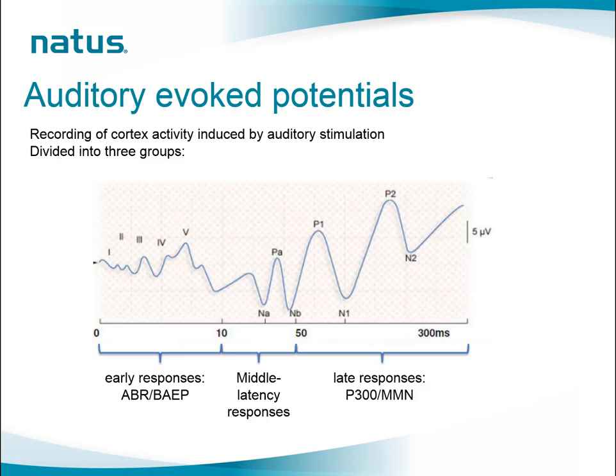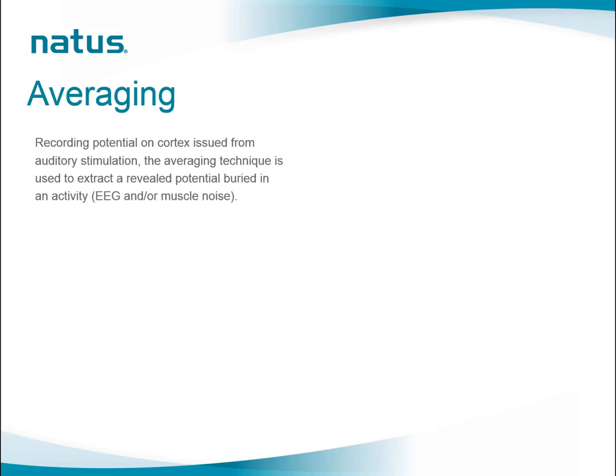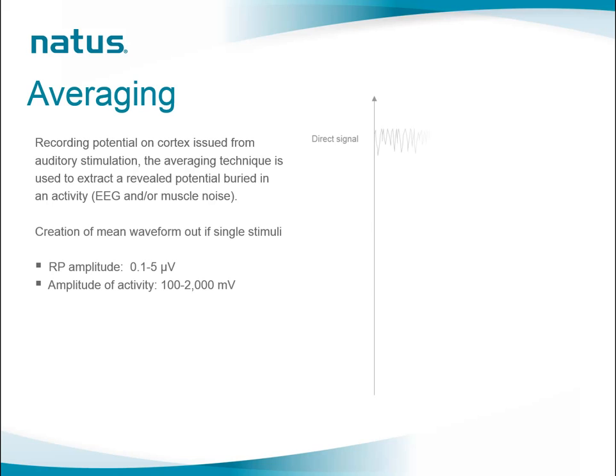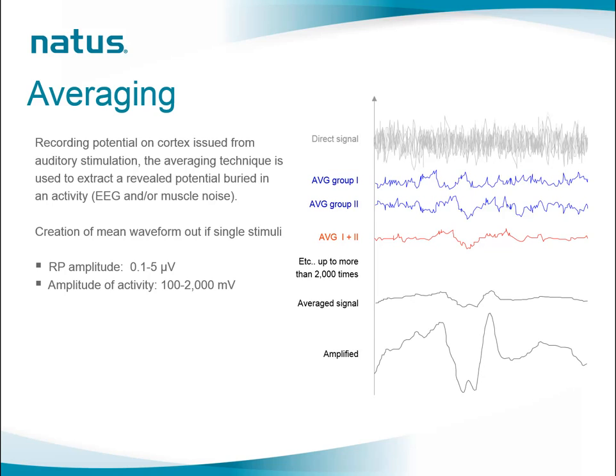Because we record evoked potentials, which are tiny potentials, what we need to talk about is averaging. Averaging allows us to extract a potential that is buried in some activity, which can be EEG or muscle activity. The evoked potentials that we are recording are so tiny and recorded from the brain that they're actually buried completely in EEG activity from the patient.